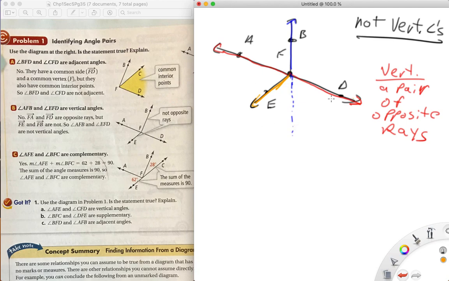So AD, they go in opposite directions and share a common vertex. BE does not. B stops at F and then it turns at E. It had to keep going straight and keep going down in order for it to have been vertical angles. So no, they're not vertical angles because these are not opposite rays. BF and FE are not opposite rays. Therefore, they're not vertical.